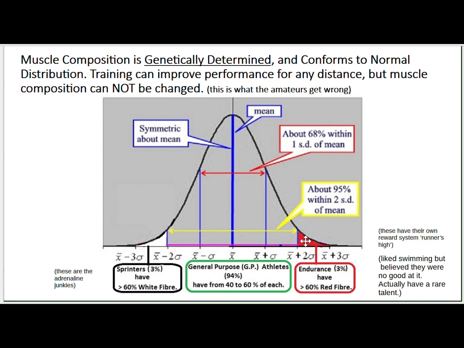If they'd been identified and trained for it and given opportunities, they could have been quite outstanding, they could have been as outstanding as these. It's sad. I think that's about everything. Yeah, amateurs get this wrong. They believe they can turn anyone into a sprinter. Well, you can't.